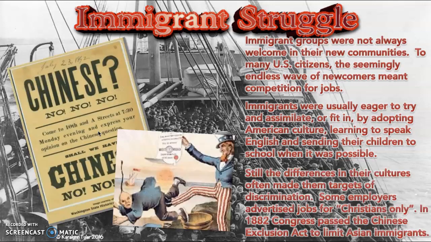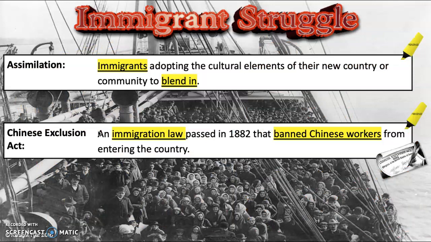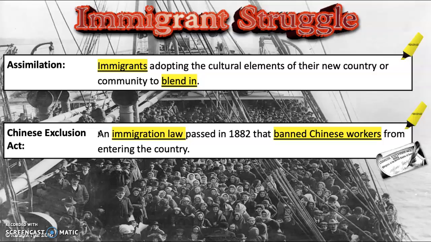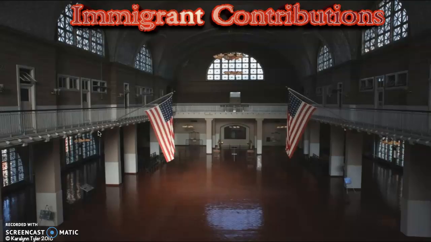Still, the differences in their culture often made them the target of discrimination. Some employers advertised jobs for Christians only. In 1882, Congress passed the Chinese Exclusion Act to limit Asian immigrants. So assimilation: immigrants adopted the cultural elements of their new country or community to blend in. And then, Chinese Exclusion Act: the immigration law passed in 1882 that banned Chinese workers from entering the country.